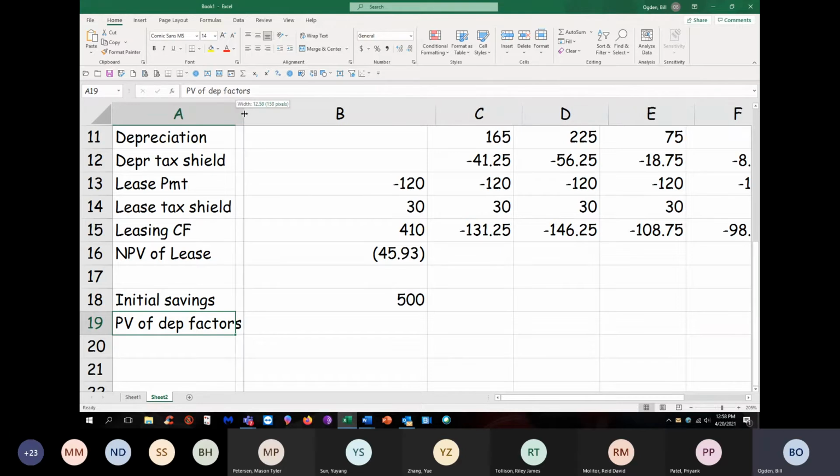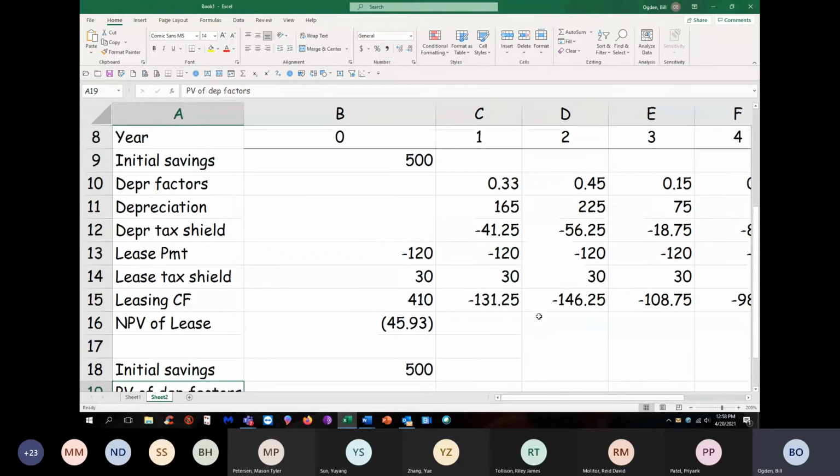All right, well, let me show you something. What happened? Let's go back to this first cash flow. What's in this cash flow? We have a negative 90 after tax for the lease payment, and we have a negative 41.25 embedded for the opportunity cost of the lost depreciation.